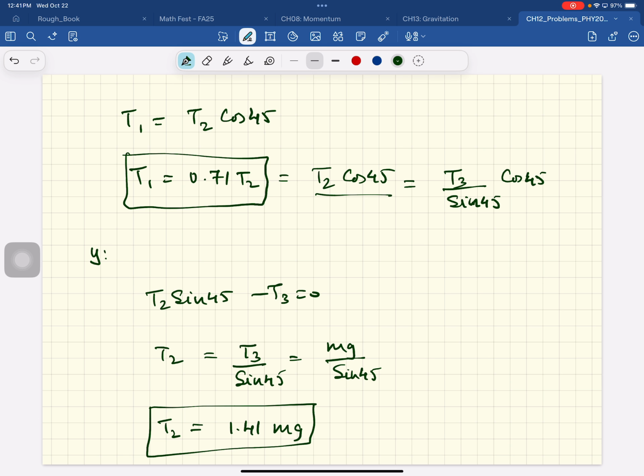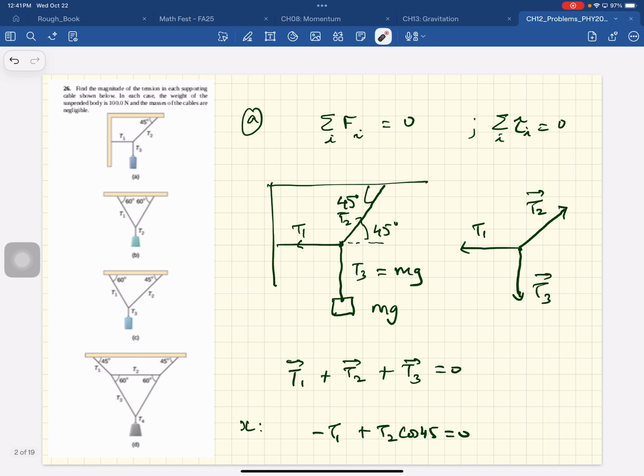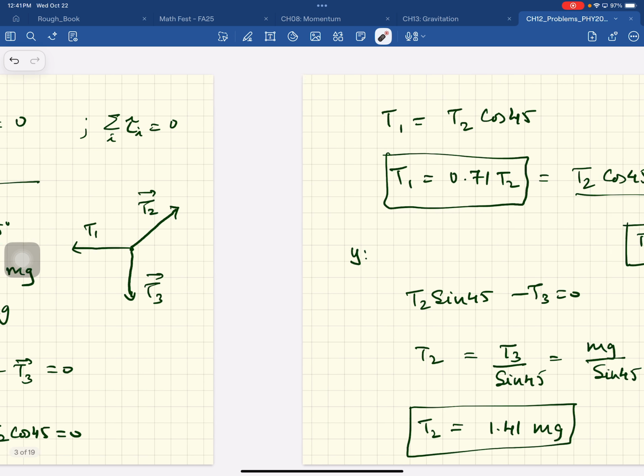And sine 45 and cosine 45 are equal to each other, which is 1 mg. So T1 is mg. All right, so let's figure this out. Now again, you do all of this for a reason.